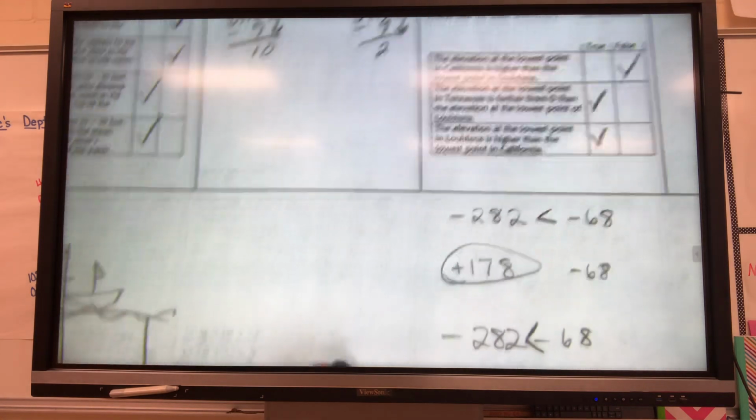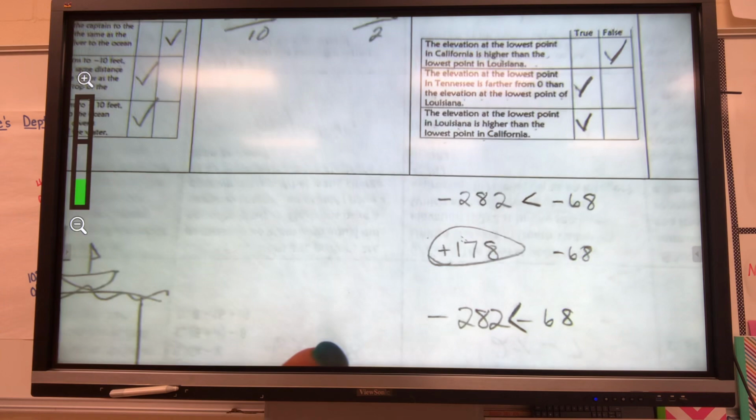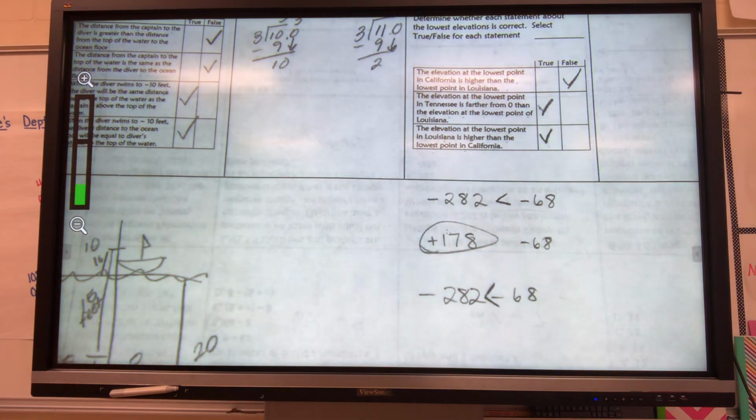So, I used inequalities to help solve these questions here.